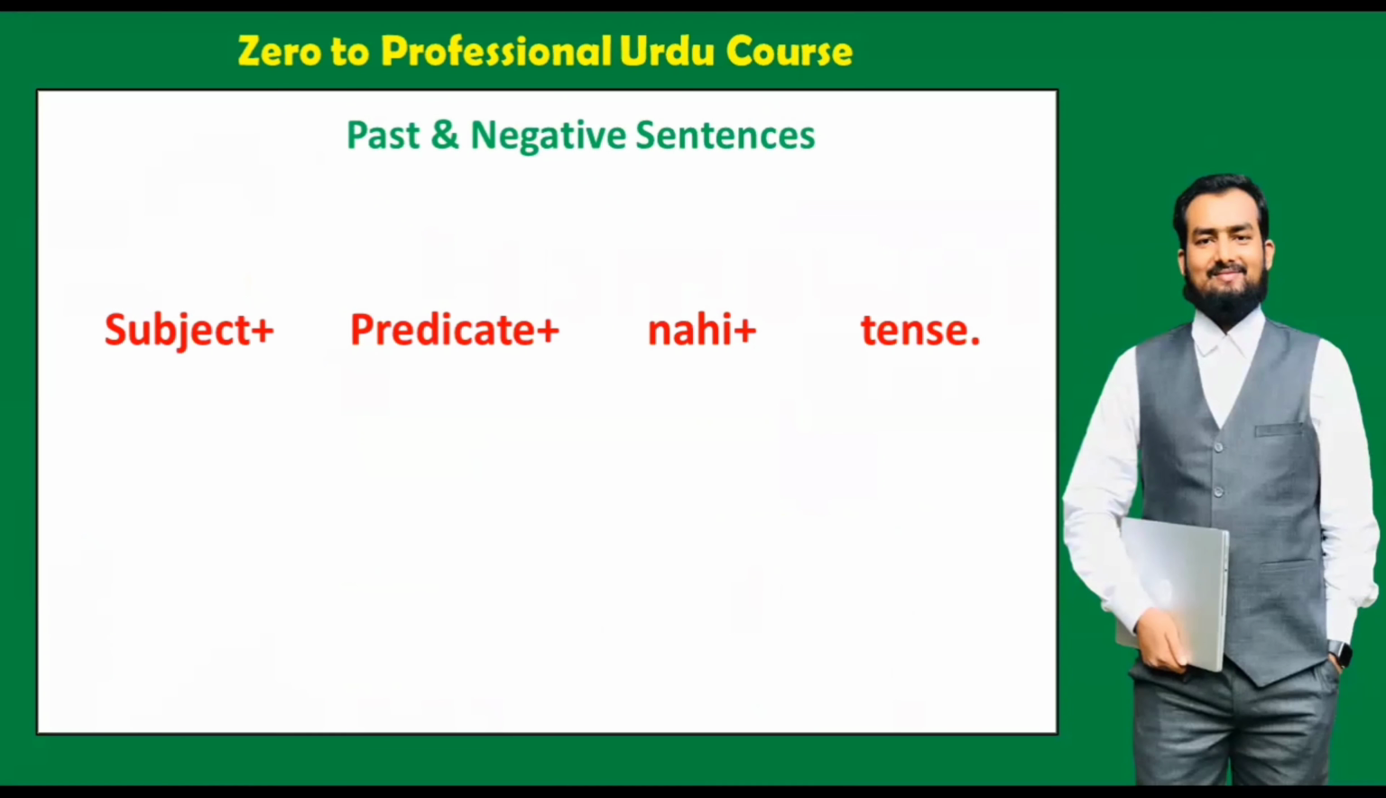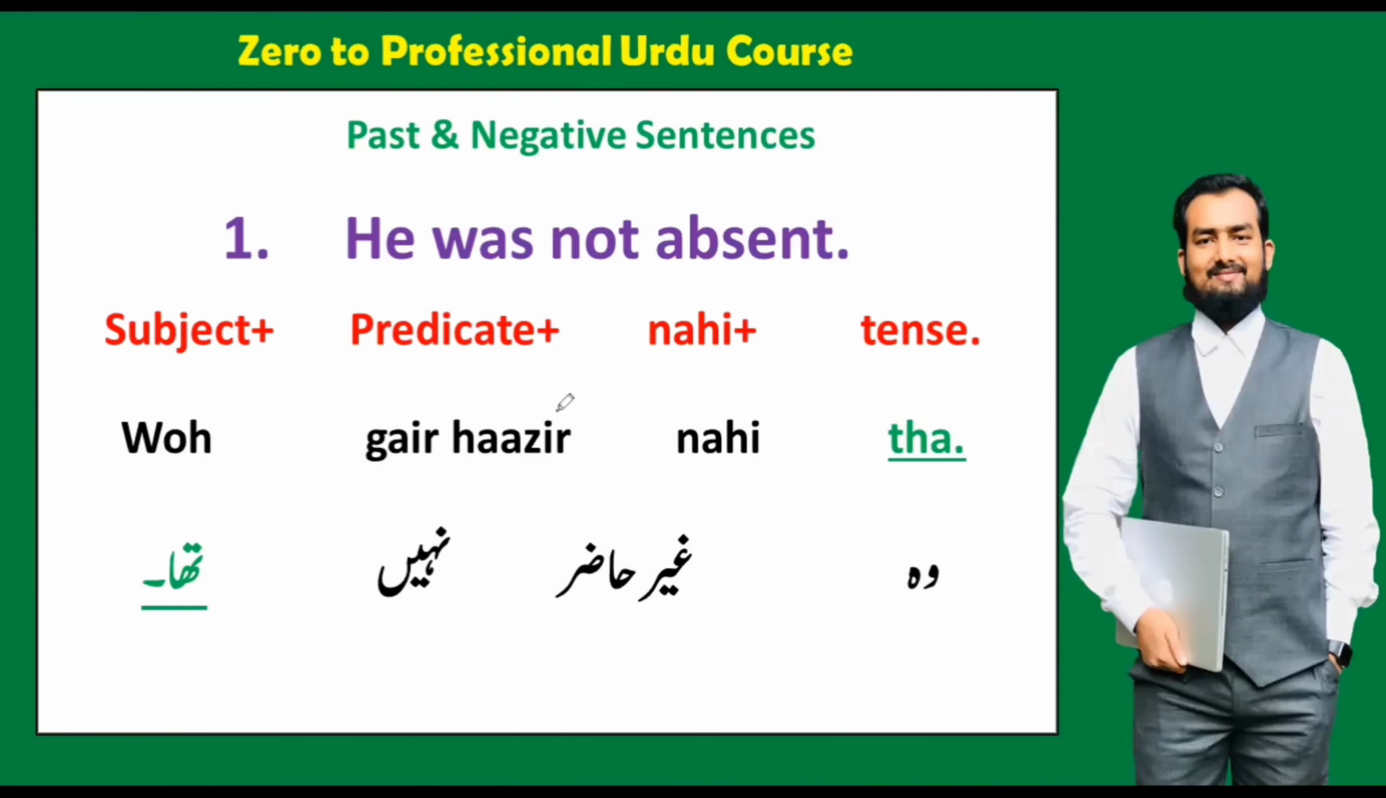And we have learned in the structure part that to make a sentence negative, we will first say subject, then predicate, and then nahi, and then tense. So we have to follow this structure to complete or to say the structure of negative sentences. Okay, so the first sentence is he was not absent. He was not absent. So how will you say? We will say वह गैर हाजिर नहीं था. वह गैर हाजिर नहीं था.